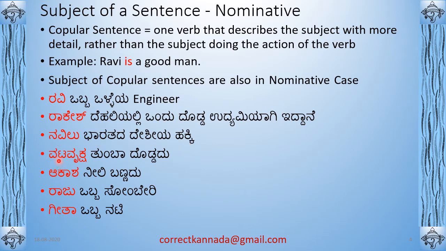ವಟವೃಕ್ಷ ತುಂಬಾ ದೊಡ್ಡದು. Vatavriksha means banyan tree. Tumba doddadu is very big. Akasha neeli bannadu. Akasha means sky. Sky is blue in color. Then Raju obba somberi. Somberi means lazy person. Raju is a lazy person. Geeta obba nati. Geeta is an actress. All these are popular sentences and they are also in the nominative case. Okay, let's move on.